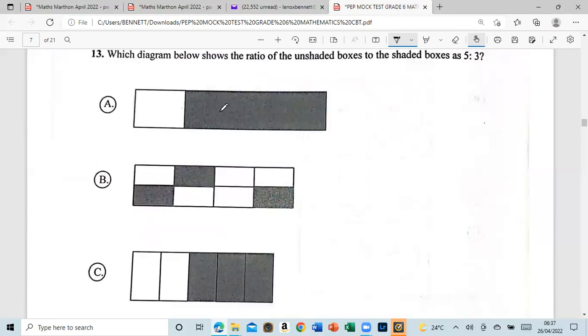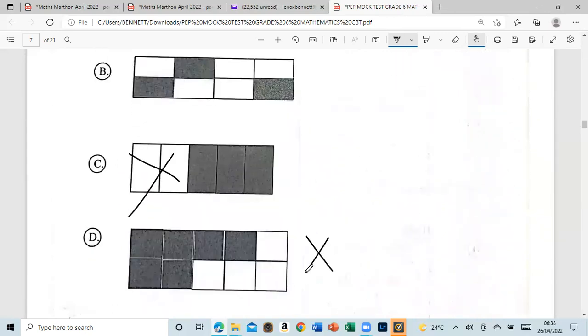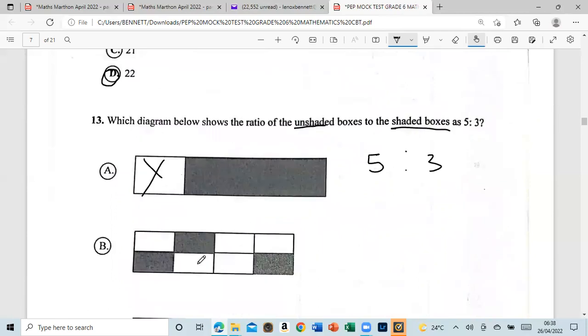You guys are encouraged to try the question. Which diagram below shows the ratio of unshaded boxes to the shaded boxes? So the unshaded must come up front, and the unshaded is the bigger number, which is 5 to 3. All right, so eliminate the smaller number, because they told us that the unshaded is the bigger portion. That's what that means. So we can just eliminate them here. I didn't even have to try a weapon. I just eliminate this: 1, 2, 3, 4 versus 1, 2, 3, 4, 5, 6. So it left us with just this. We don't even have to worry about the ratio itself. 1, 2, 3, 4, 5 versus 1, 2, 3. So this is the only one where the unshaded is greater.